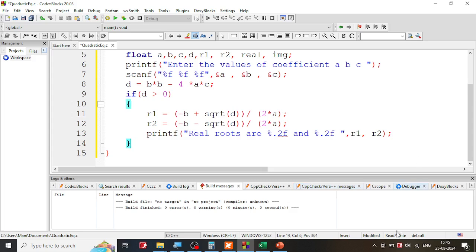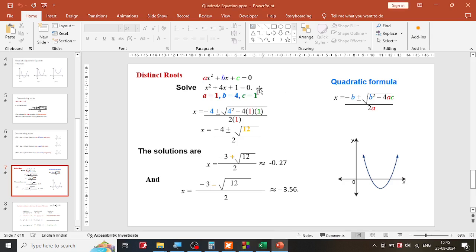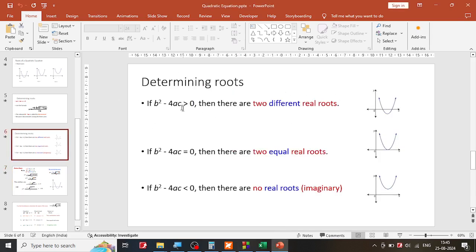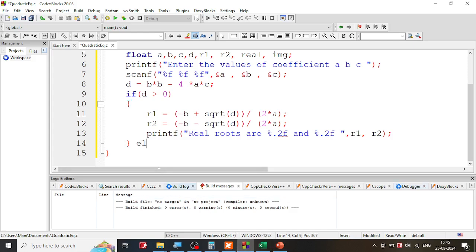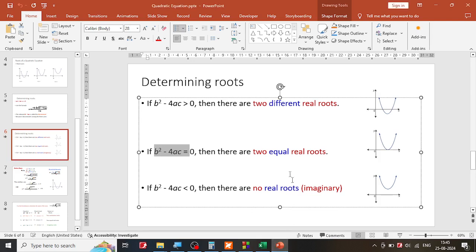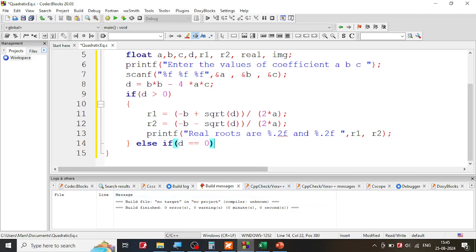So if the value of the discriminant is greater than 0, that is one case. What if the discriminant is equal to 0? Let's go ahead and do that. Else if d is equal to 0, that is b squared minus 4ac, if it is equal to 0, you know very well the curve will touch the x-axis only at one point. So you get only one root.